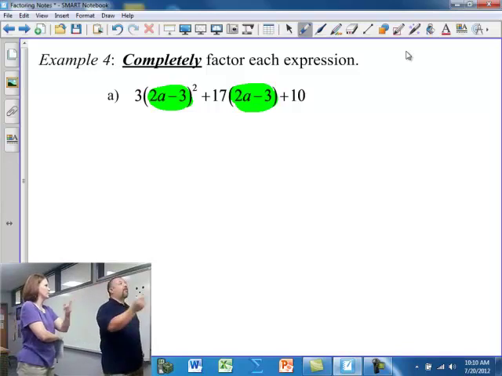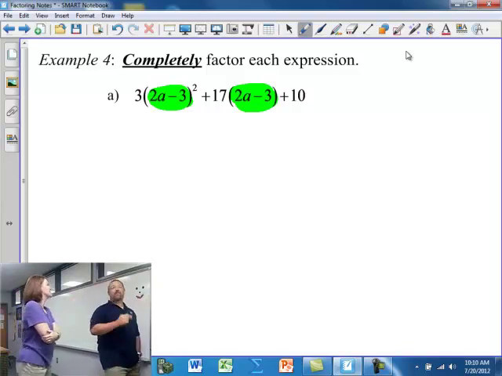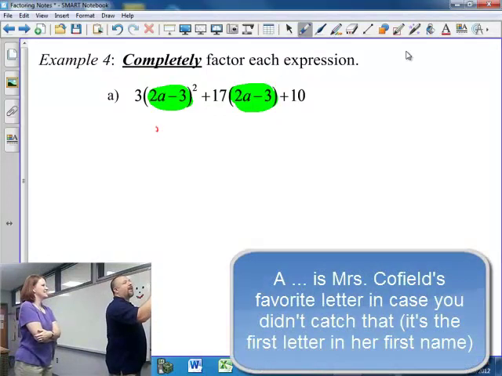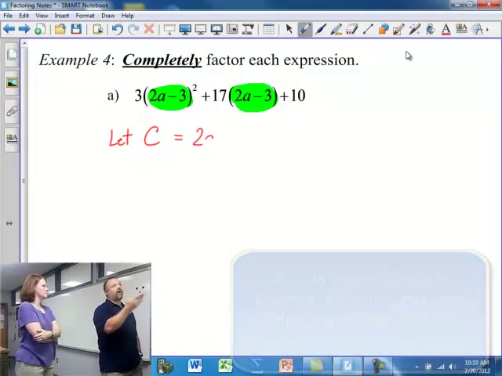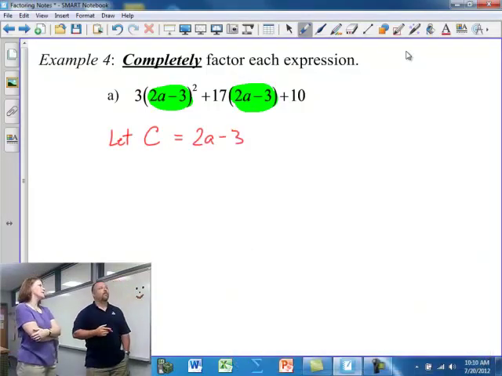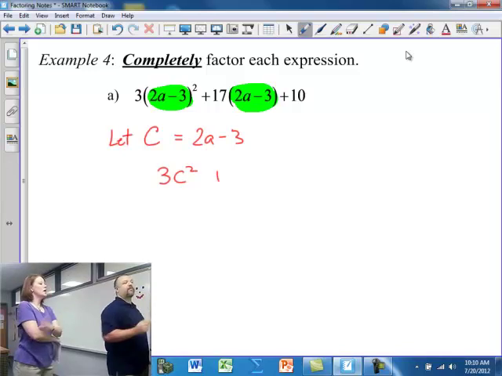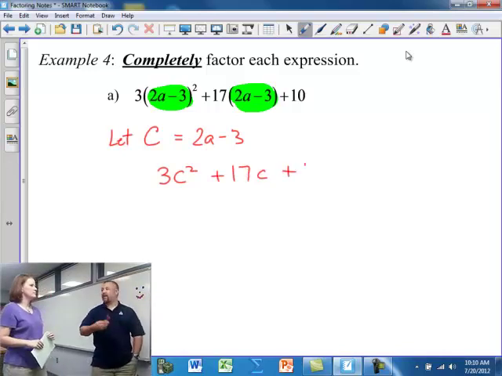Okay? All right, we can pick our favorite letter. What's your favorite letter? Well, A is my favorite. Of course, but it's already used, so you can't use it. Let's pick C for Coca. All right, we're going to let C equal 2a minus 3. That is what we're going to plug into our problem now. So we're going to have 3c squared plus 17c plus 10.